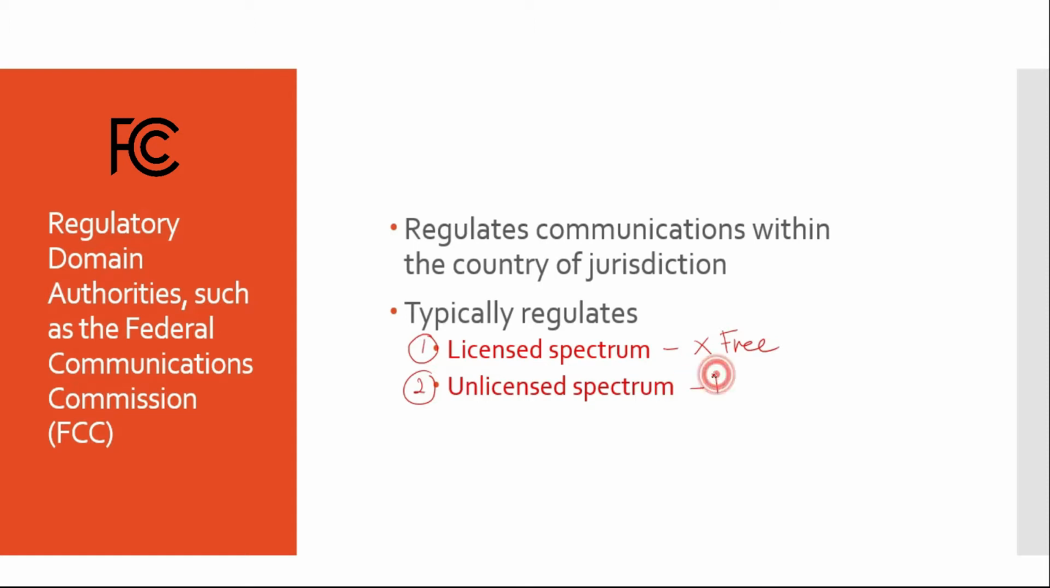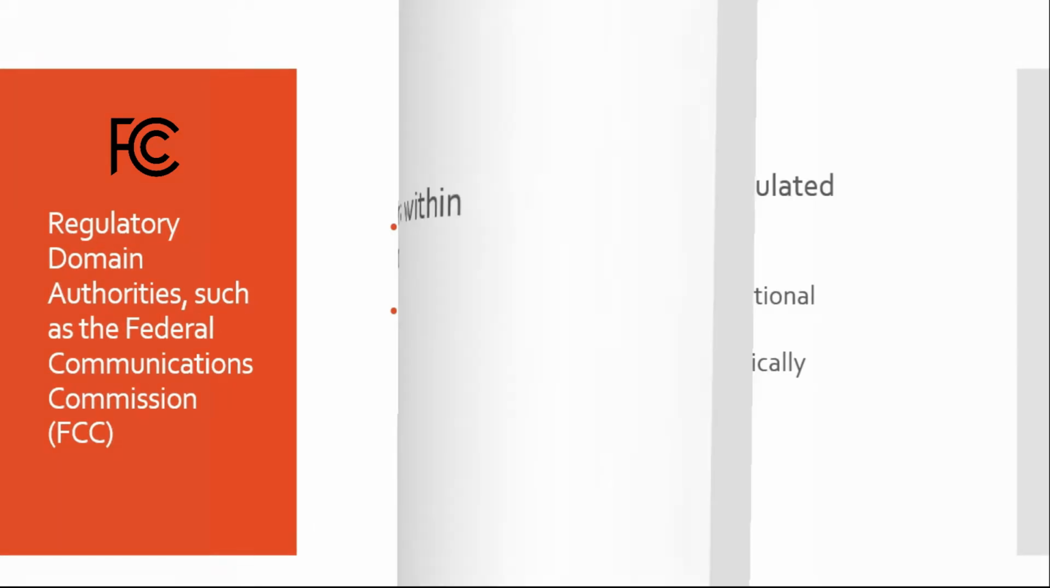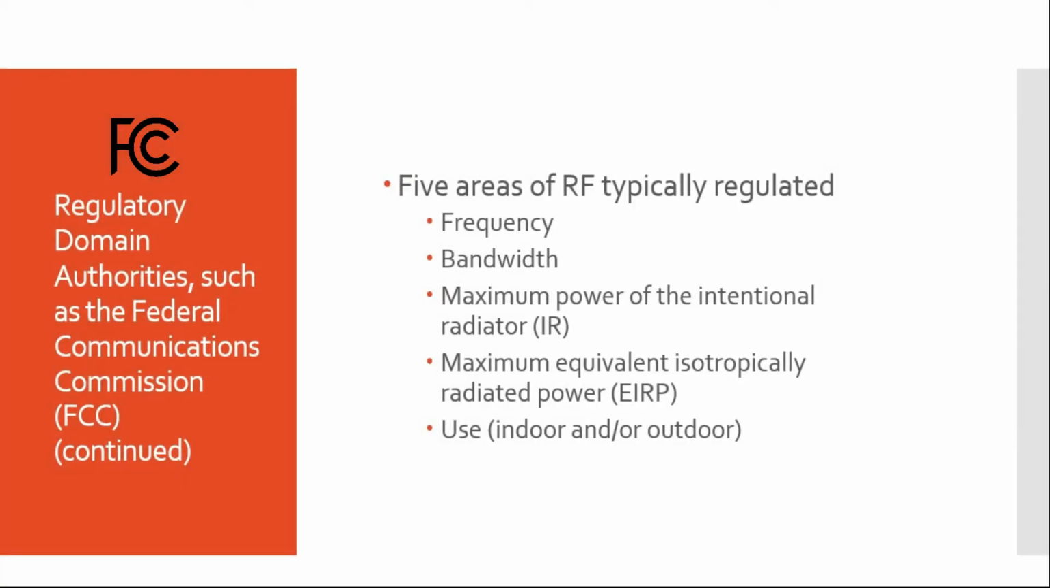Unlicensed spectrum is free of charge. But unlicensed frequency bandwidth is often very crowded, so it may cause interference. That is the drawback for unlicensed spectrum. Both licensed and unlicensed spectrum are typically organized in the following 5 areas. Number 1, frequency. Followed by bandwidth, maximum IR, maximum EIRP and use.